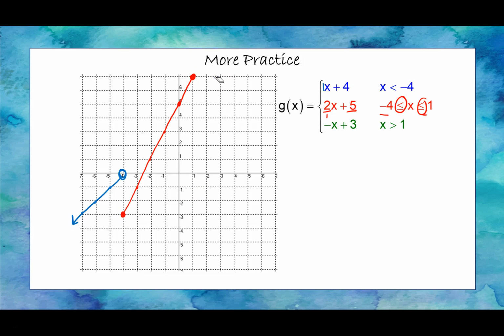And our last is -x plus 3. So -x plus 3 starts at 3. And we're going to go down 1 over 1, down 1 over 1, down 1 over 1. And it looks like the problem wants us to be greater than 1. So it looks like we're going to have an open circle here, and greater than would be in this direction. And I can go ahead and erase my extra points. All right, folks, that's it for piecewise functions. Hope you enjoyed it.